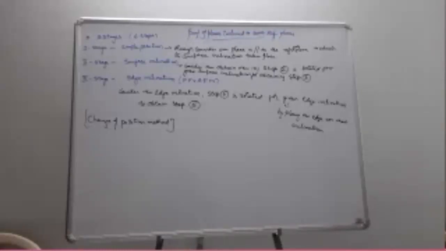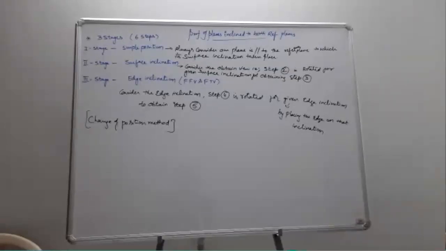Next, stage 3 is nothing but your edge inclination. Stage 3 is going to be edge inclination. So consider the edge inclination, that is, step 4 is going to be rotated for the given edge inclination by placing the edge on the inclination for obtaining step 5, which we can consider as the change of position method also. No problem. This was general theory I just gave you. Once we do the problem, we will clearly understand what is happening there.